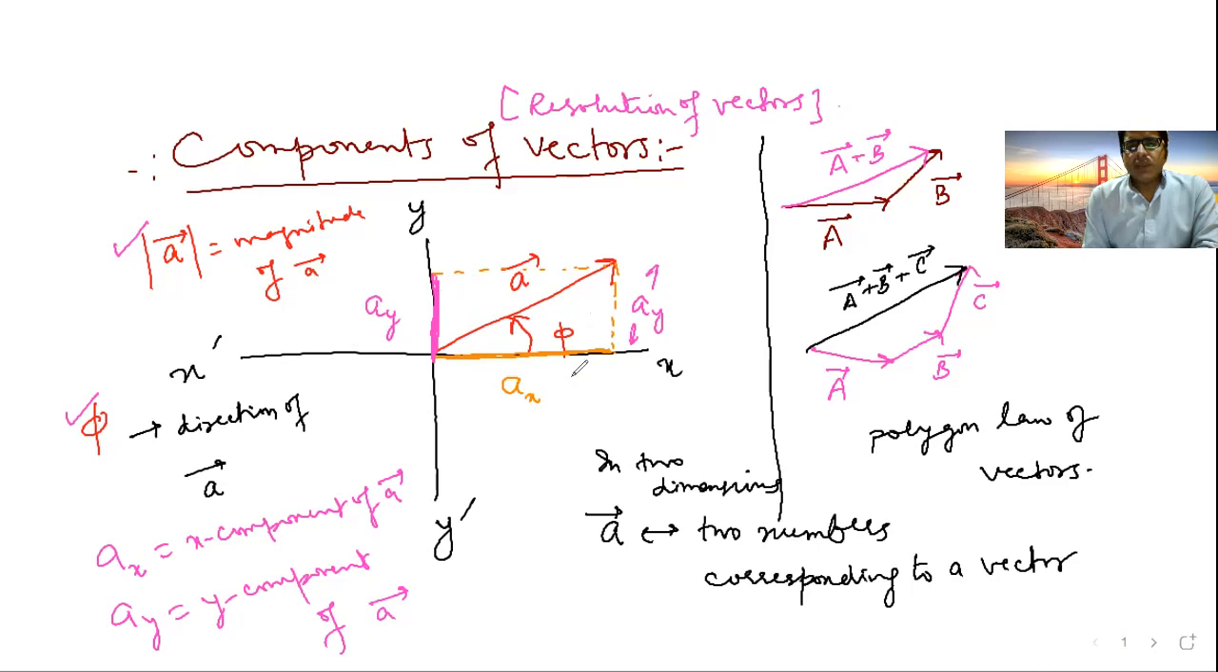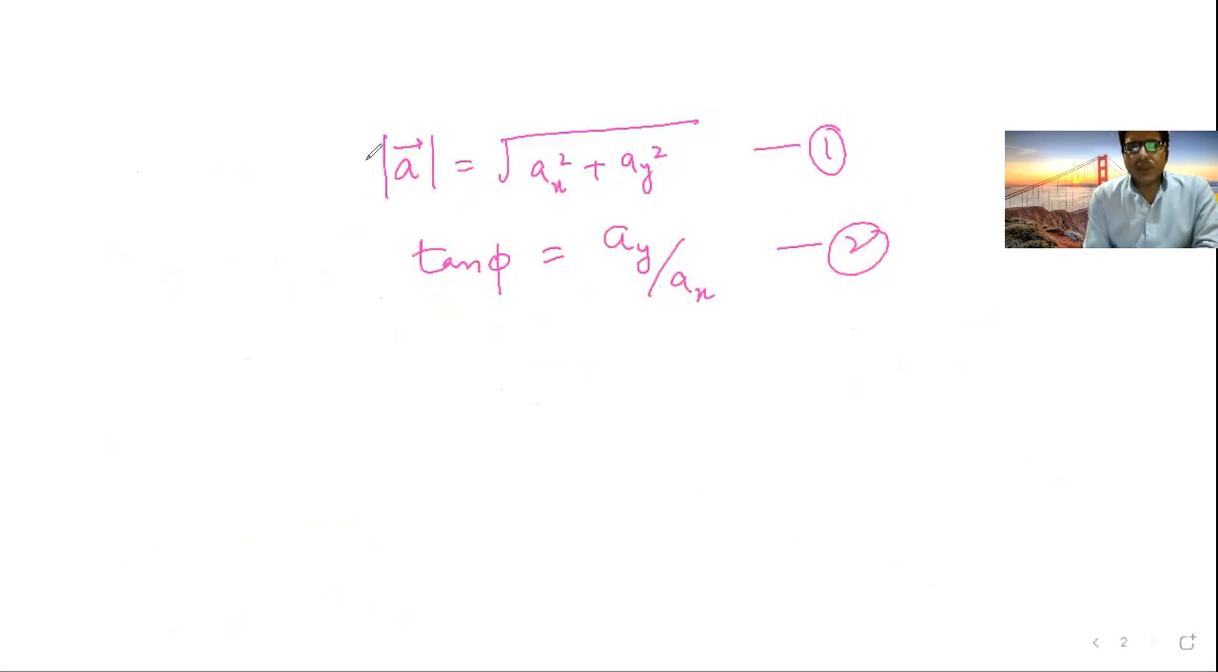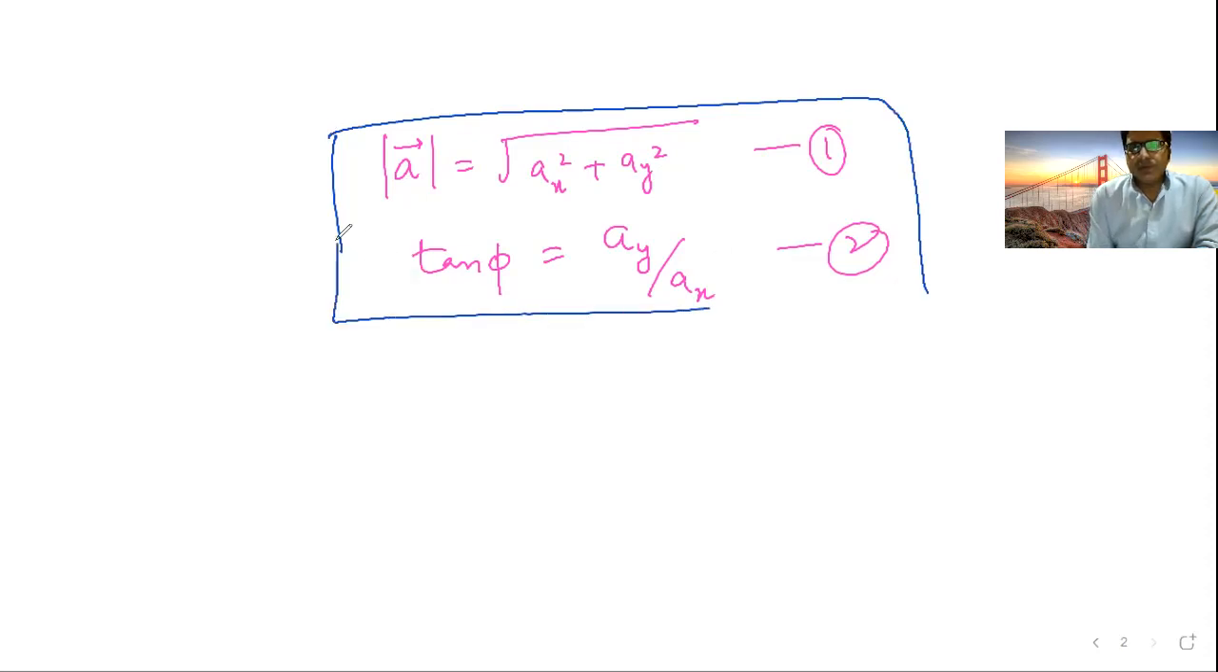Now, question is, if I know these two numbers, ax and ay, can I find A and phi? That means these two numbers. That is possible through this equation. See, in these two equations, if I know the components of a vector ax and ay, I can find its magnitude and direction. So knowing components, I can find magnitude and direction, or I can say knowing these two numbers ax and ay, I can find phi and A. Now, is reverse possible? If I know magnitude and direction, can I find components?